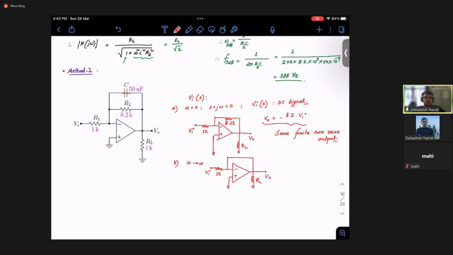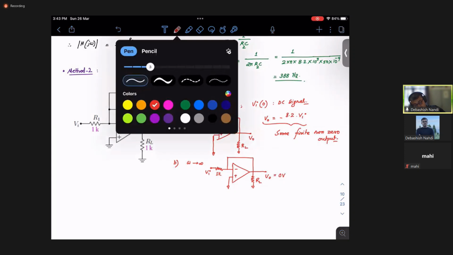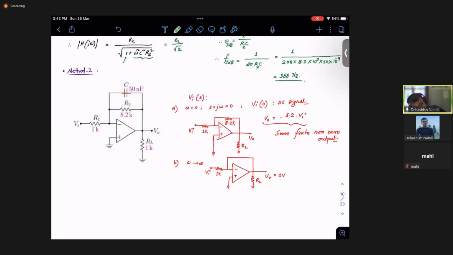So what can you see? What is my Vo at this point? It is 0, right? How is it 0? Because this is in negative feedback, this is a virtual short, so this is 0, and this point is directly connected to the output, right? So my output will be 0. That means as I increase my frequency, and if I go to infinite frequency of the input signal, then my output becomes 0, or it blocks the complete signal. There is nothing coming out at the output, right?